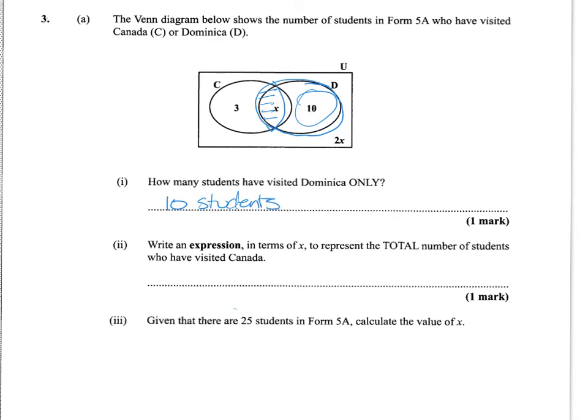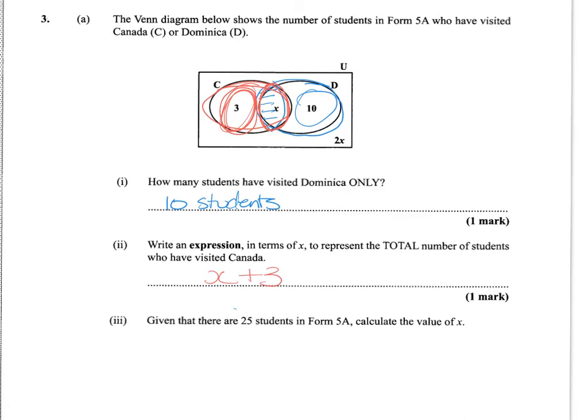Part 2 asks us to write an expression in terms of x to represent the total number of students who visited Canada. So we have this circle here which represents those who visited Canada, and this piece will be Canada and Dominica. This piece will be Canada alone. So therefore the expression in terms of x for those who visited Canada would be x plus 3.